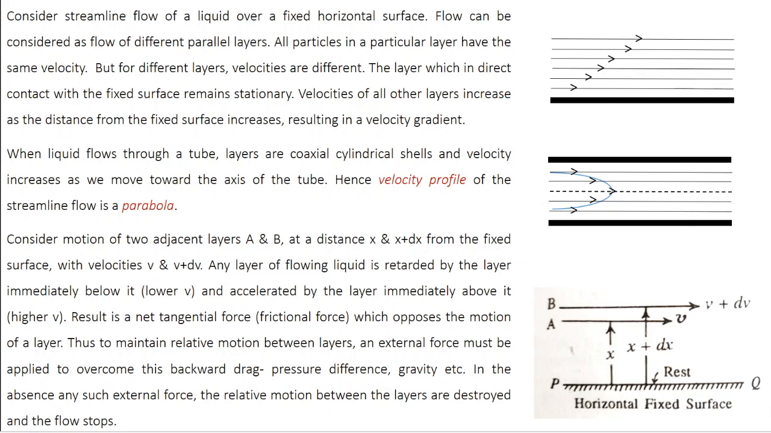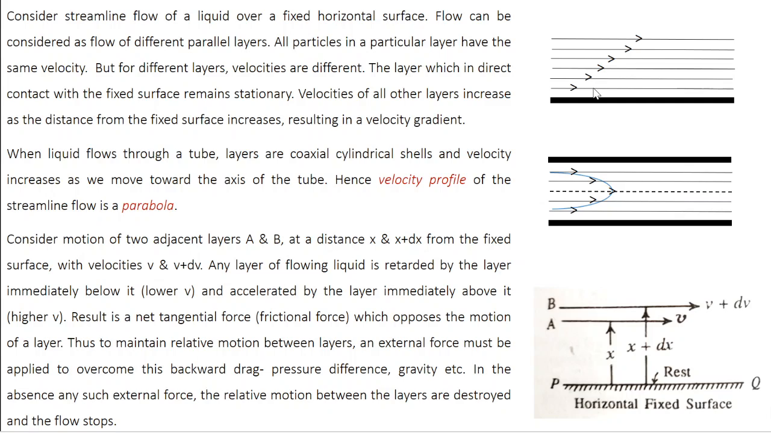On the other hand, if you look at the layer immediately above it, this is at a higher velocity compared to the given layer. So because of the cohesive forces between these two layers, the velocity of the given layer is going to increase. In other words, the layer immediately above a given layer tries to accelerate a given layer.